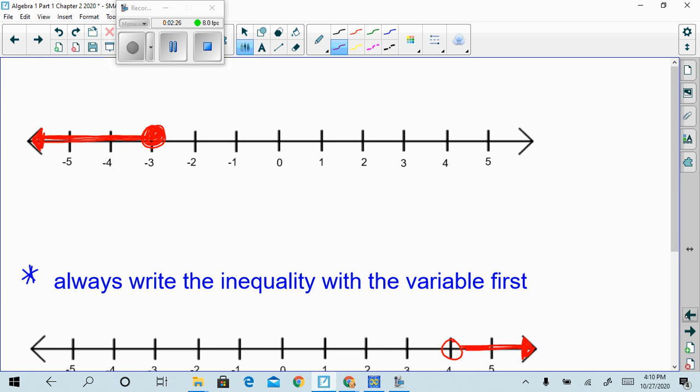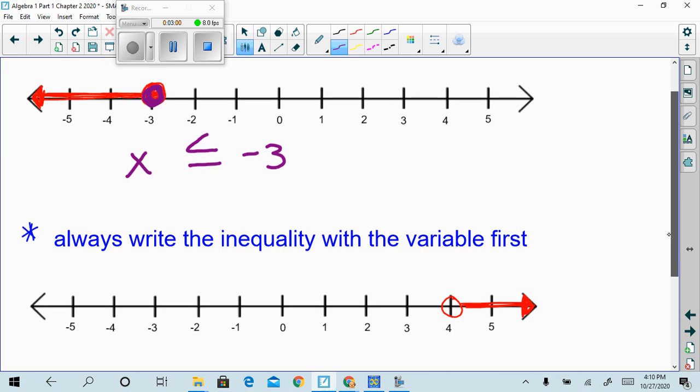So we'll start by looking at a solution that's already been graphed. When I want to write an inequality represented by this particular graph, I always start by writing my inequality with the variable first. So it says that x is, now I noticed it's a closed circle, which means it's going to have a line underneath, and it's shading in the less than direction. So x is less than or equal to -3.